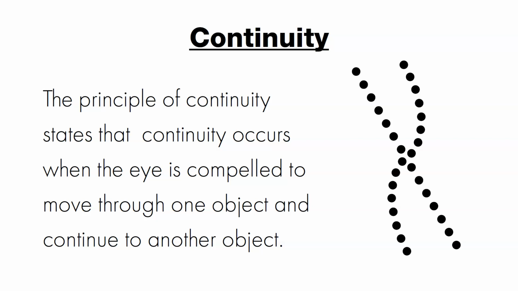Next up, we have continuity. Continuity states that this principle occurs when the eye is compelled to move through one object and continue to another object. On the right-hand side, we have a series of circles. By themselves, these circles are just random, but the viewer can connect these circles and make out a shape that might look similar to an X or some type of DNA strand.